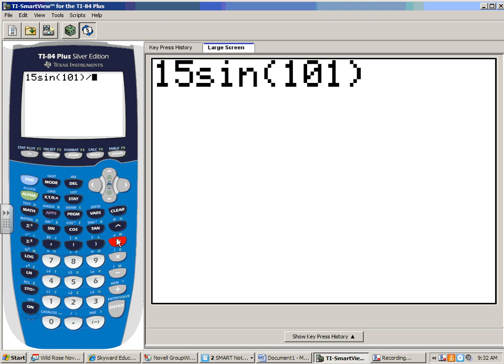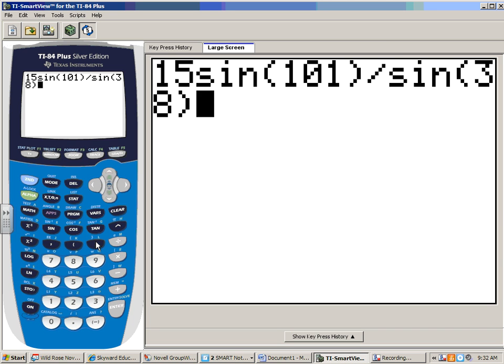And then divide by sine of 38. Now, technically, right now, that last parenthesis, I could probably leave it off, but I want you to get in that habit of typing it in so that, like I said yesterday, when you get to the harder ones like this one where there's more stuff, you don't forget to put the parenthesis in. Okay?